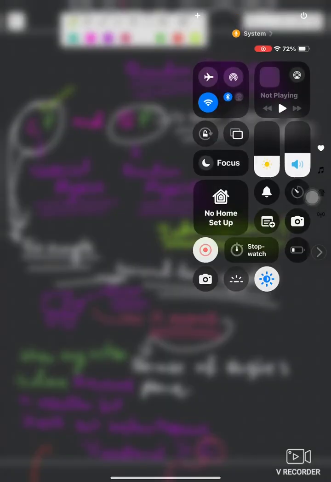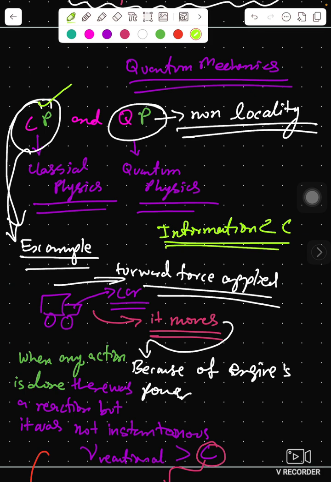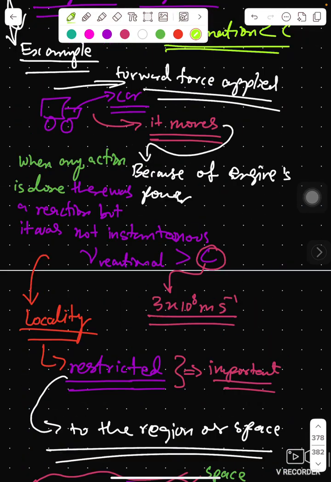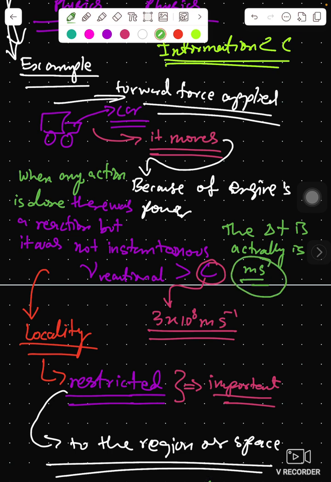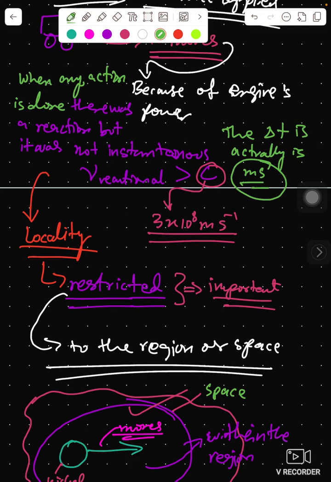Let's suppose a rod moving. Someone moves it, there's a reaction, but of course the reaction is not within the time limit. The change in time is actually in milliseconds, so that's why we don't notice much of a difference. But milliseconds still doesn't confirm instantaneous. It's still below the speed of light. So the boundary of the speed of light is not crossed or reached. Even reaching it is not possible according to classical physics.